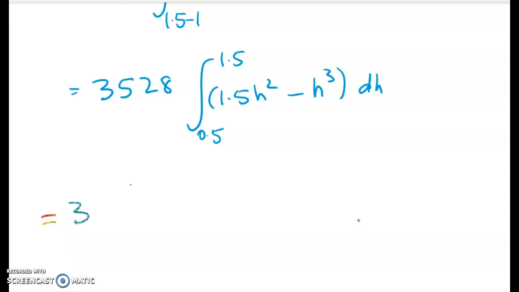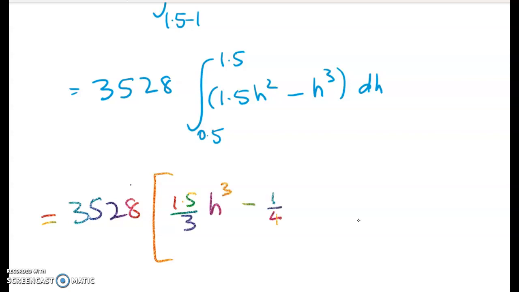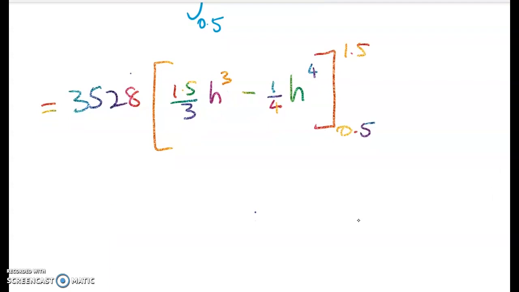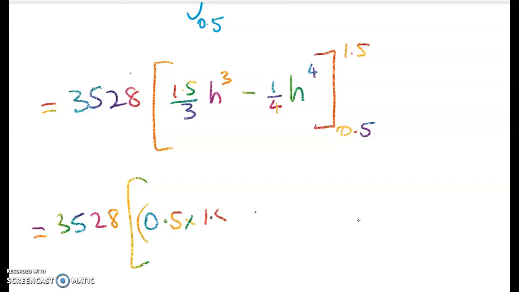Okay, so we have 3,528 times this integral, so it will be 1.5 over 3 h cubed minus 1/4 h to the power of 4, evaluated at the usual limits. So that's a little bit messy on your calculator, but just be careful with it. It is easy to muck it up. Let's leave the 3,528 sitting there. I'm going to have 0.5 times 1.5 cubed minus 0.25 times 1.5 to the power of 4.